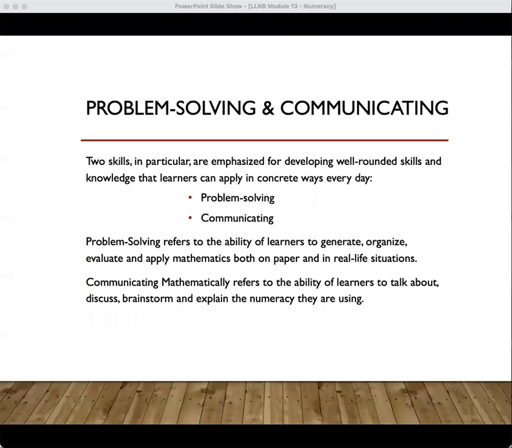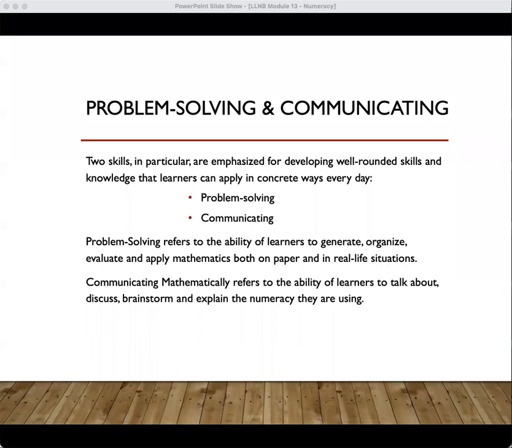The emphasis in math teaching and learning in the past has been to concentrate on number operations and computation. While this is indeed crucial, there are other areas now considered to be equally important. Two skills in particular are emphasized for developing well-rounded skills and knowledge that learners can apply in concrete ways every day: problem solving and communicating. Problem solving refers to the ability of learners to generate, organize, evaluate, and apply mathematics both on paper and in real-life situations. The learner is able to acquire and evaluate information, communicate with others, and perform practical tasks.